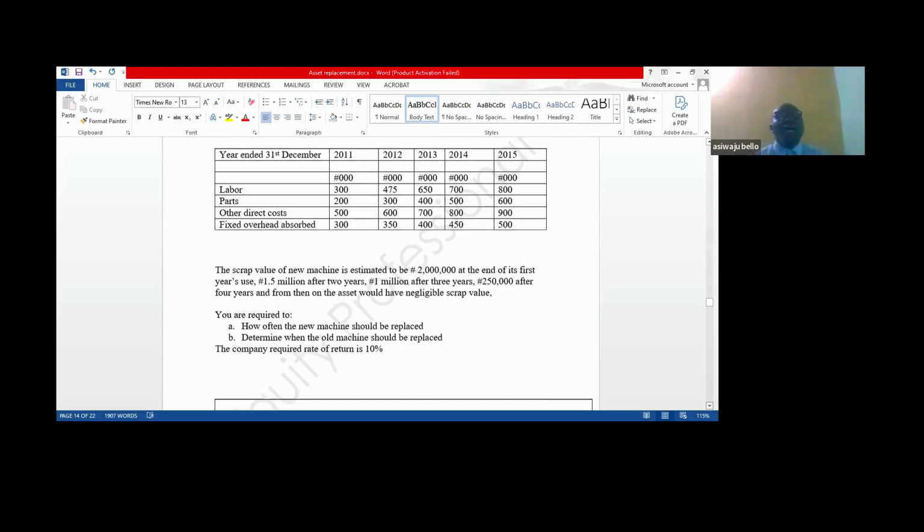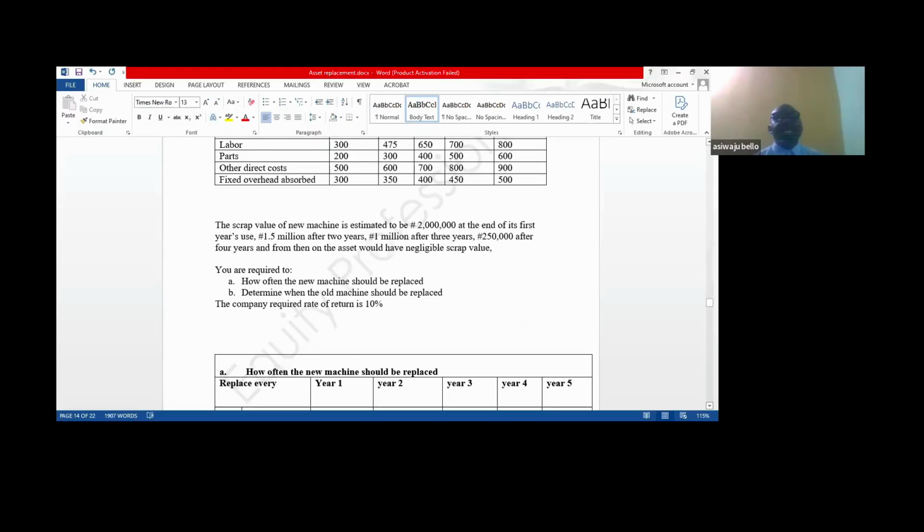The end of its first year, 1.5 million after year two. After 2 years, 1 million after 3 years, 250,000 after 4 years. From then on, the assets will have a negligible scrap value.